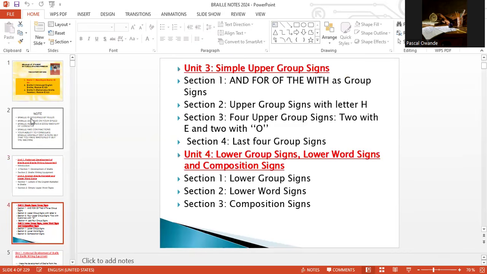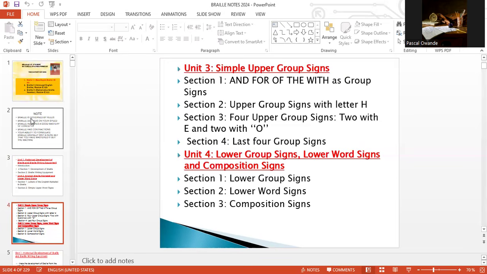In unit number 3, we will look at what is called simple upper group signs. The first one, look for and for the with as group signs. We will look at upper group signs with letter H. We'll look at 4 upper group signs, 2 with E and 2 with the letter O. We'll look at the last 4 group signs.